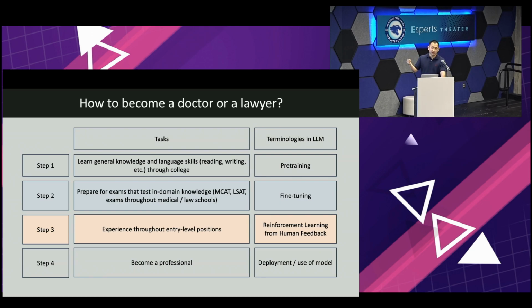And then after they graduate and get some credentials, they go through the first entry position, and throughout that, they get feedback from colleagues, and they get feedback from the boss. I can say that's comparable to reinforcement learning from human feedback. So even though you learned stuff in step 2, you get the preferences of others and you tune yourself into that. Then lastly, you become a professional. That's the step for deployment and use of a model.